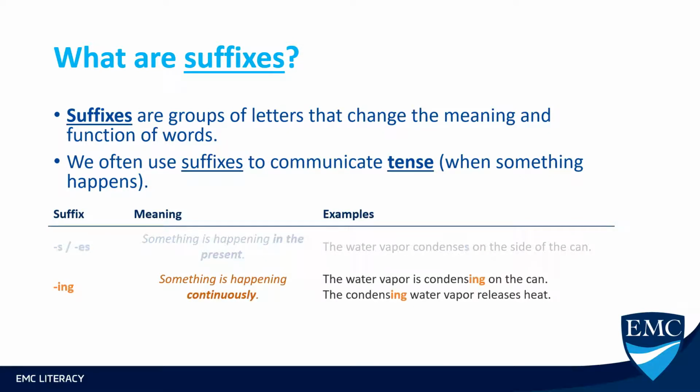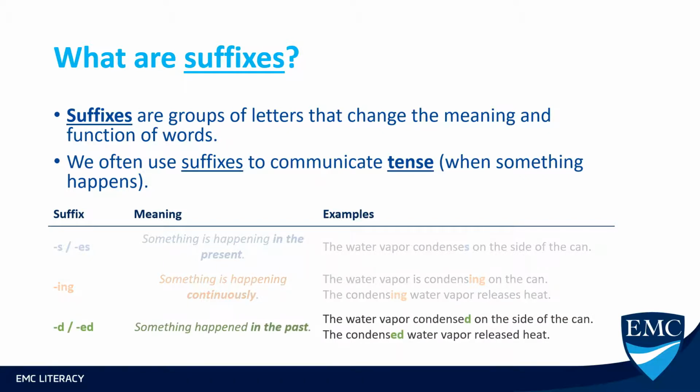If we sit and watch it continuously and notice that it keeps happening without stopping, we might say that the water vapor is condensing on the side of the can. We use that ing ending. Then, once we've decided that the process is finished, we might use a D or an ed ending and say that the water vapor has condensed on the side of the can. The next day, when we write our report, we will write that the vapor condensed on the side of the can.